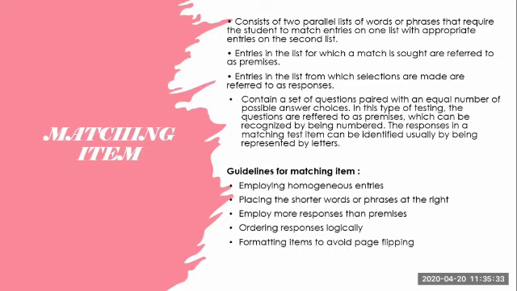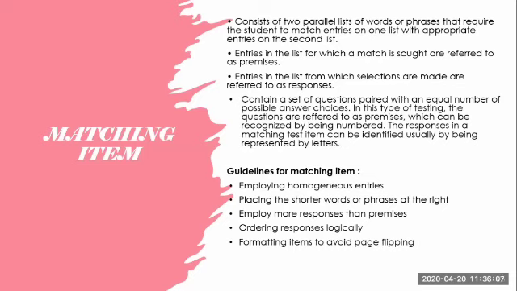A matching item consists of two parallel lists of words or phrases that require the student to match entries on one list with appropriate entries on the second list. Entries in the list for which a match is sought are referred to as premises. A matching item also has entries in the list from which selections are made, referred to as responses.